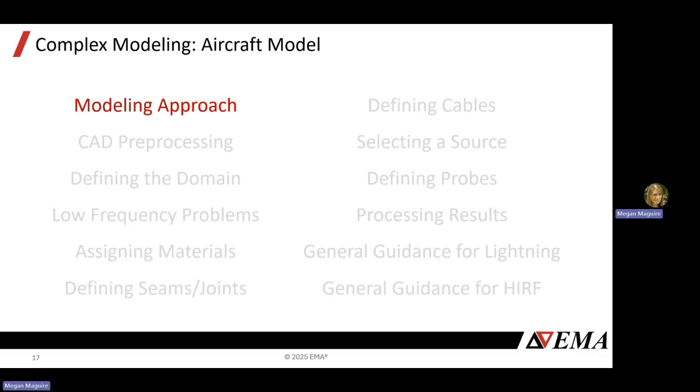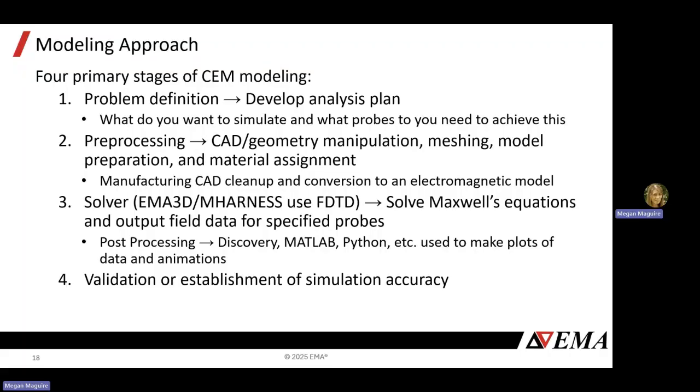So starting off with the modeling approach. There are 4 primary stages to computational electromagnetic modeling, or CEM modeling. You want to start with your problem definition and develop a plan. So what do you want to simulate? What probes do you want to use to achieve this? And where do those probes need to be placed?